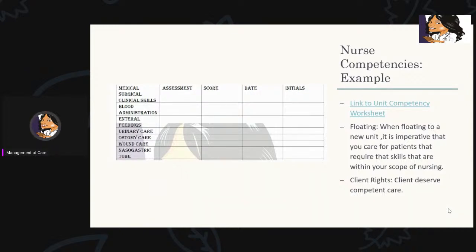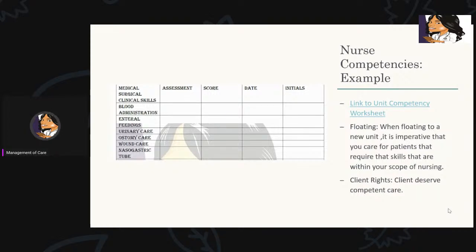Enteral feedings, I'm competent. Urinary care, I'm competent. Ostomy care, I'm competent. So if I am floated to another unit, all of the things that I have done on my med-surg floor, I'll feel safe doing it on a different unit.